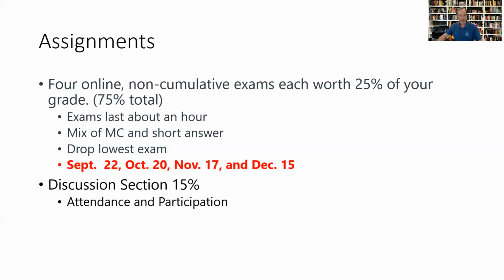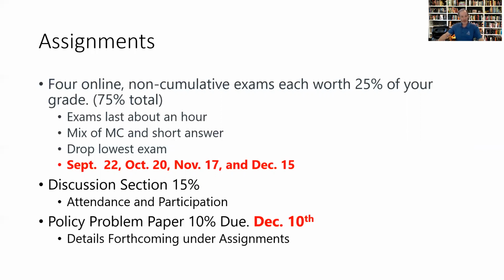So tests are the bulk of what's going on here. Discussion section is 15%, and that's going to be a mix of attendance and participation. If you have to self-isolate or we all go online, there'll be alternative assignments that we'll work through. And then there's this policy problem paper, that's 10%. It's about a 5-page paper that's due on December 10th, which is the last day of class. There'll be some more details about that, but that's the other 10% of your grade. So hopefully I did my math right, and this adds up to 100%.